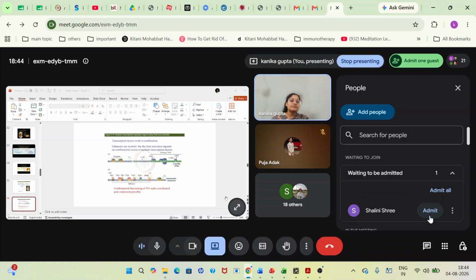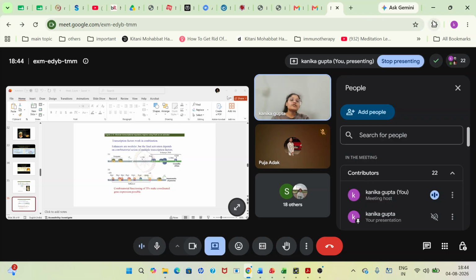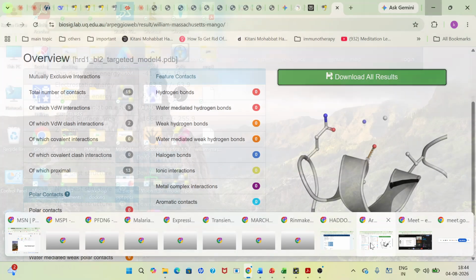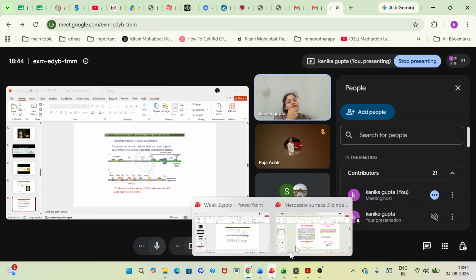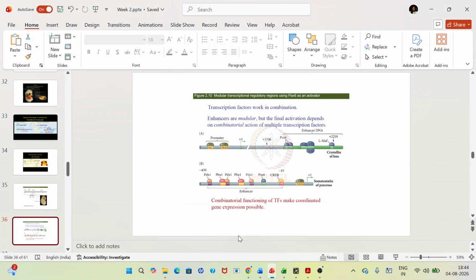It comes from which gene is expressing, where it is expressing, what kind of transcription factor is there, everything. It again works in a combination. It is not like only a single transcription factor is handling everything. Okay, so it works in a combination.